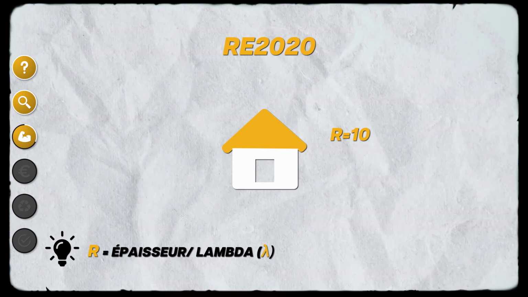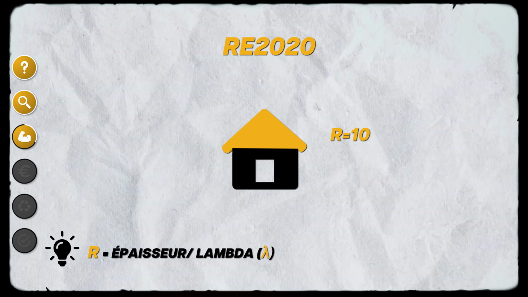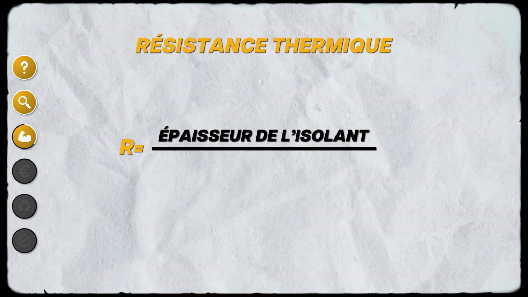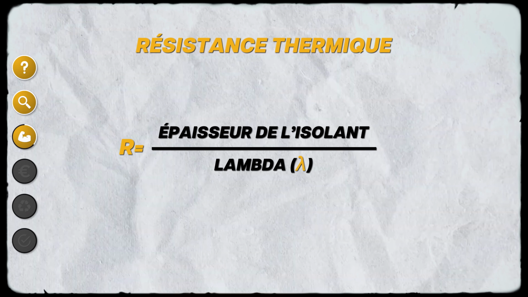But just so you know, RE 2020 states that for your roof, you need to have an R value of 10, and for your walls and your floor, you need to have an R value of 5. That's why it's important to know the lambda value of the insulation, since the thermal resistance equals the thickness of the insulation divided by its lambda. We're going to get to the heart of the matter, and you'll understand this much more easily right away.